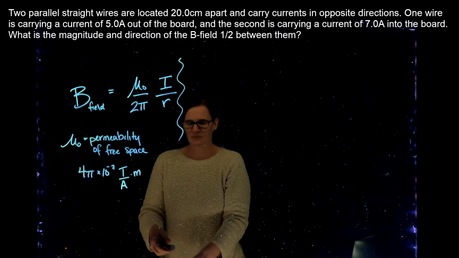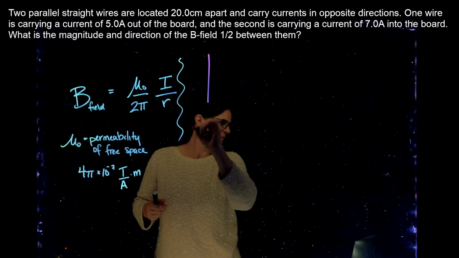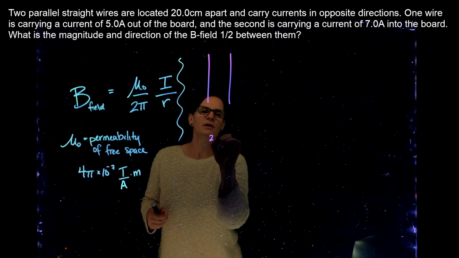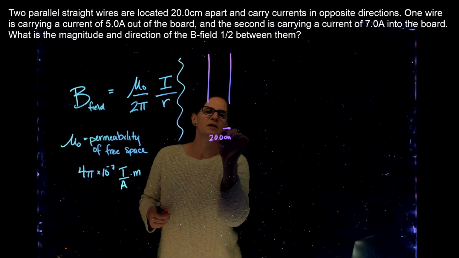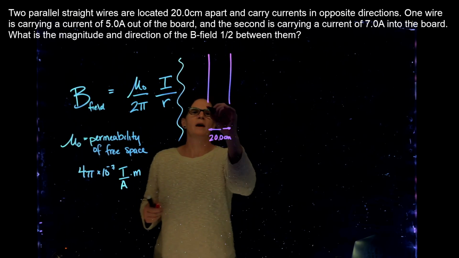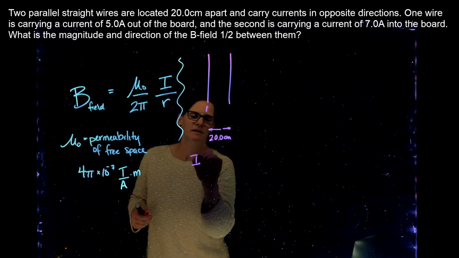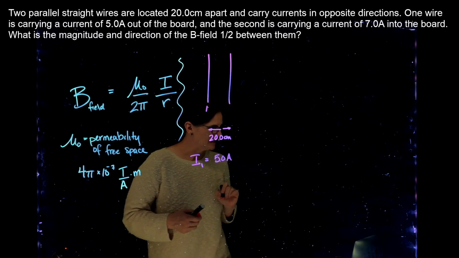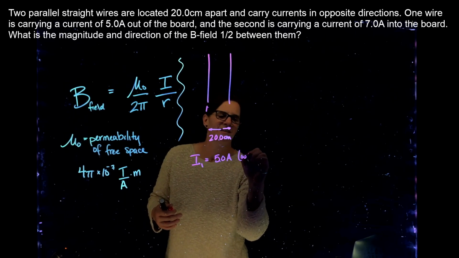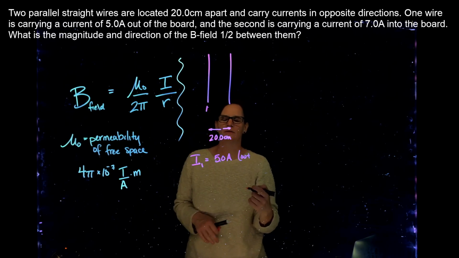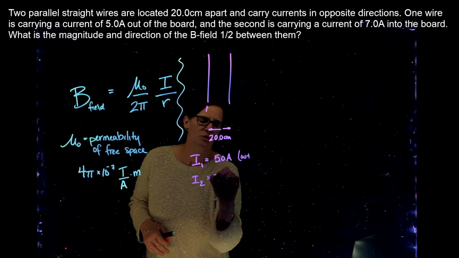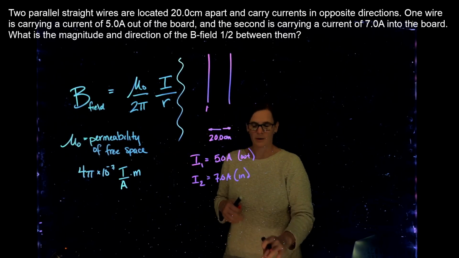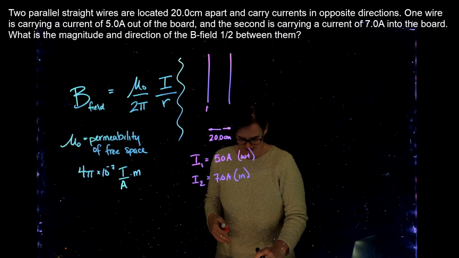All right, so let's identify what we have going on. We have two parallel wires. They are 20 centimeters apart between the two. Okay. Wire number 1, the current for wire number 1 is equal to 5 amps, and that is out of the page. Okay, so I drew them parallel, but you can imagine them coming out of the page. The current for wire number 2 is 7 amps, and we'll say that is into the page. So current for wire 1 is 5, wire number 2 is 7.